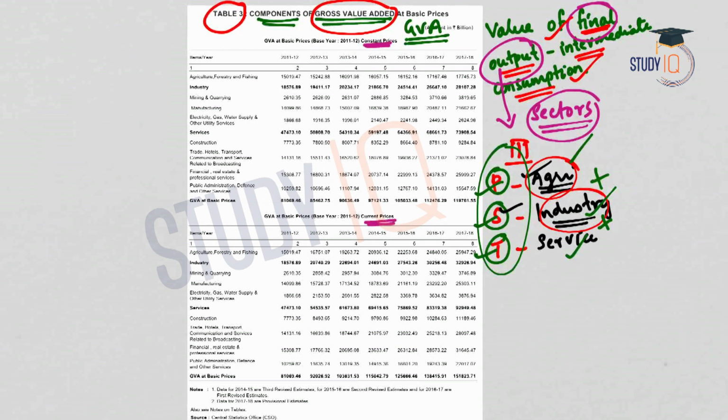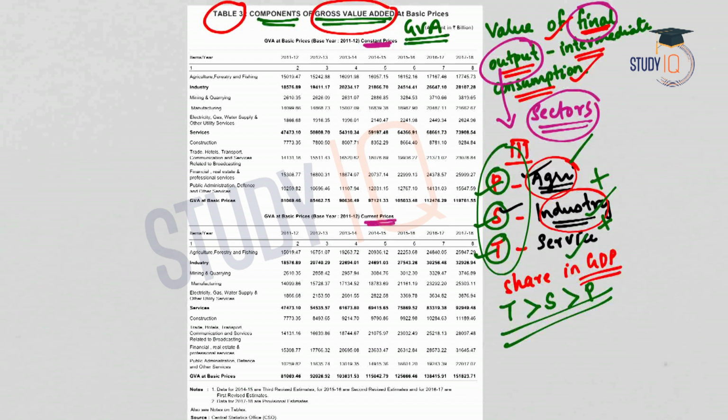Before going on to the GVA, two things. One is the share of these sectors in GDP. What is the contribution of the primary sector, secondary sector and the tertiary sector in the GDP? GDP is gross domestic product. It is the monetary value of all the final goods and services produced in an economy within a financial year. So if you take the share in GDP, the tertiary sector, that is the service sector, has the maximum share. It is followed by the secondary sector or the industrial sector. And third is the primary sector or the agricultural related sector. So this is the share in GDP.